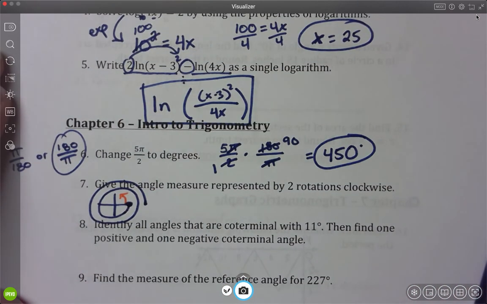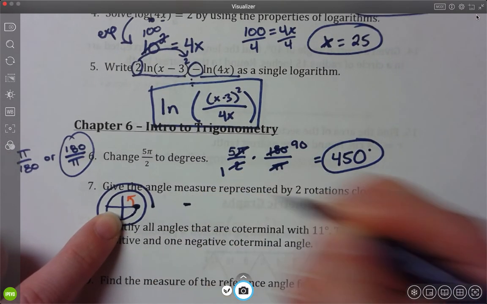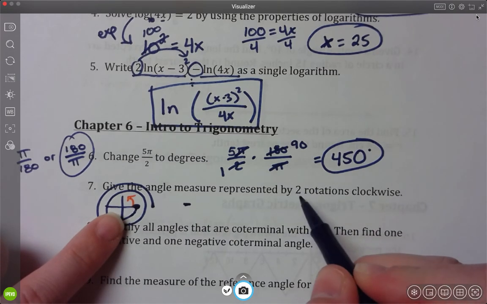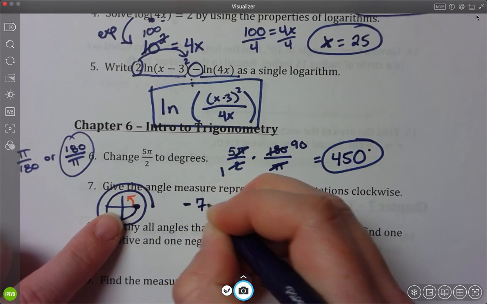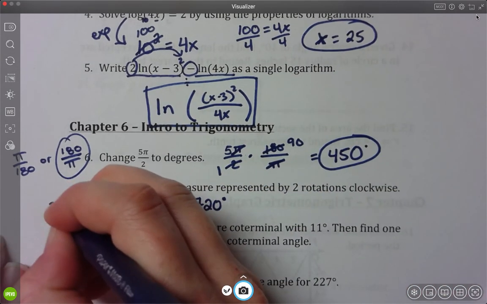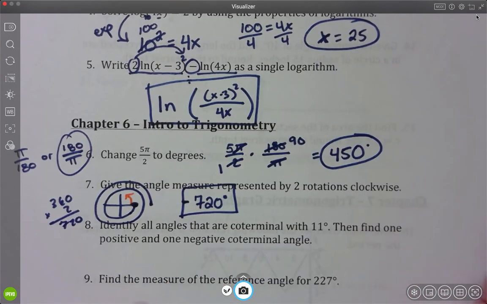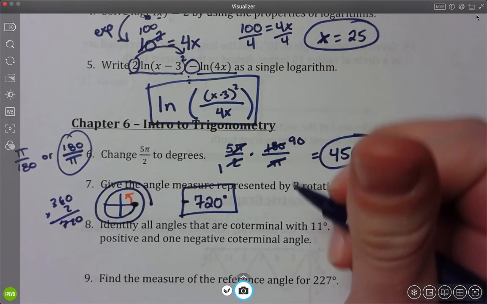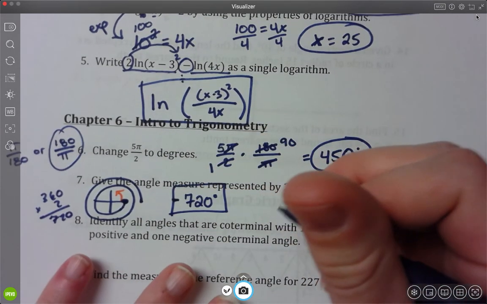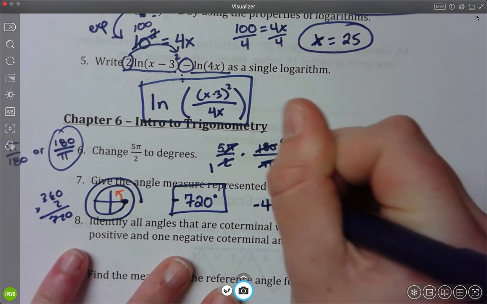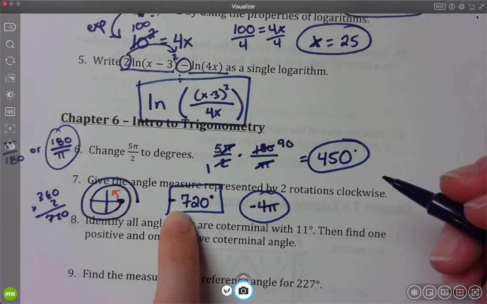So counterclockwise actually represents a positive direction, okay? So this one is going to be a negative amount. And if we're doing 2 rotations, one rotation is 360 degrees, 2 rotations will be 720 degrees, because 360 times 2 is 720. That is what it is in degrees. Now, in radians, if they wanted the answer in radians, 1 rotation is 2 pi, 2 rotations is 4 pi. And it's still going to be negative because we're going clockwise. So this is radians, this is degrees. That's what it will look like.